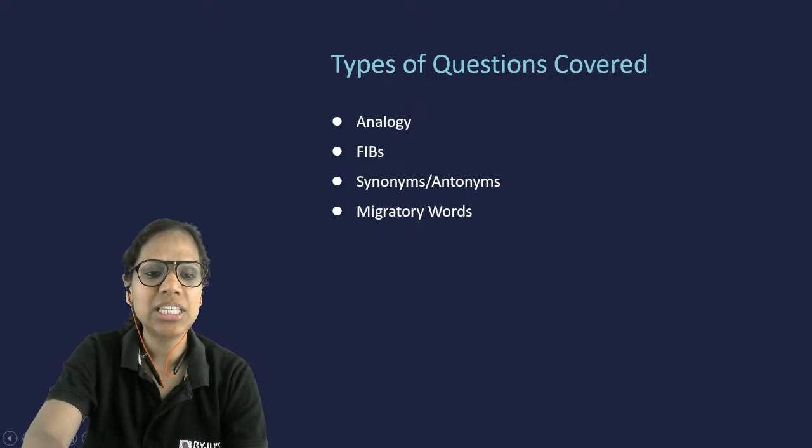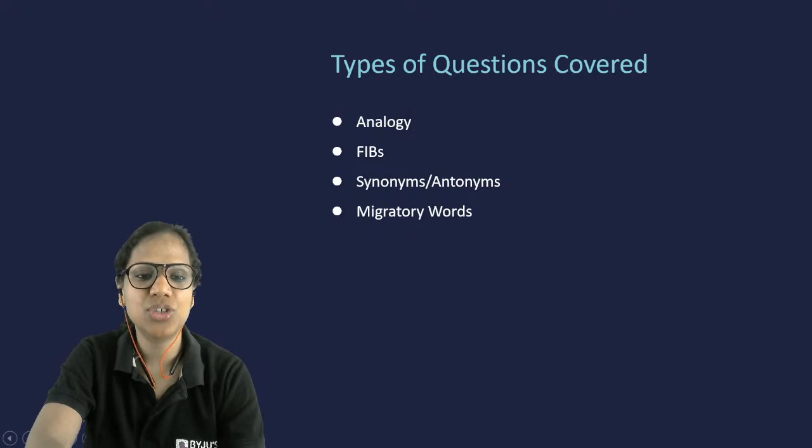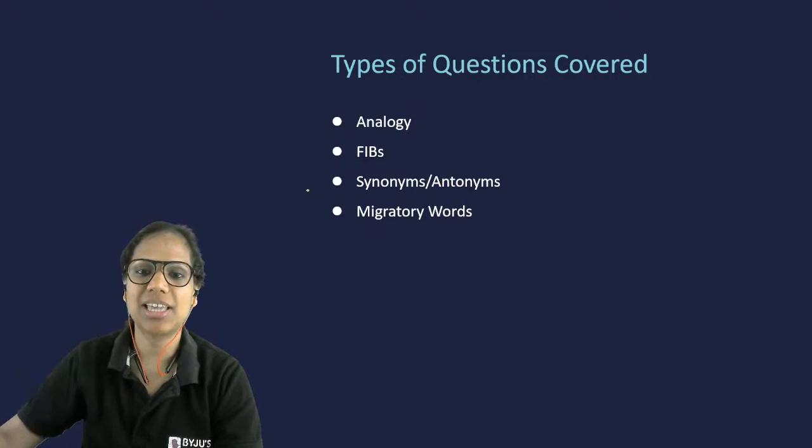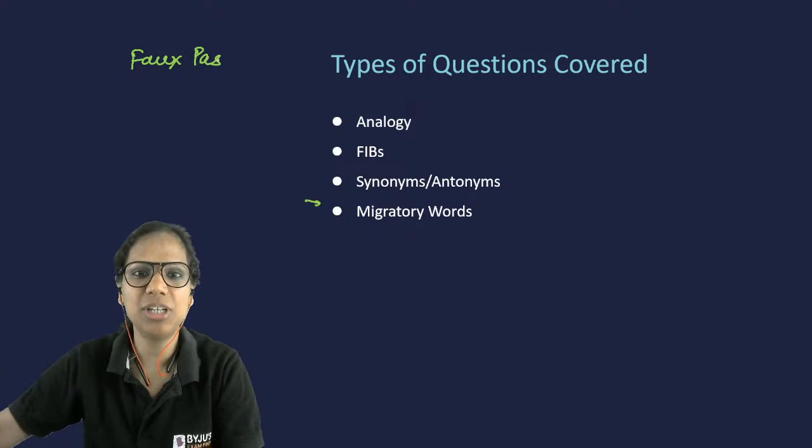Migratory words are those that have come from other languages to English. For example, the word faux pas. Yes, what does it mean? Faux pas.